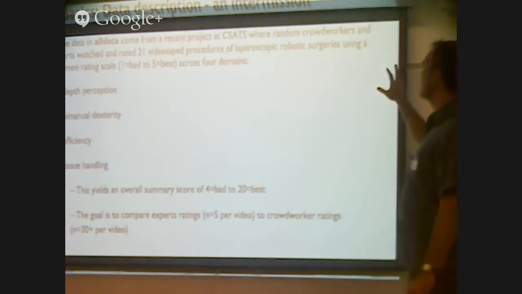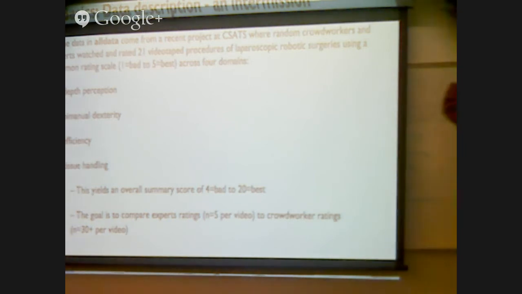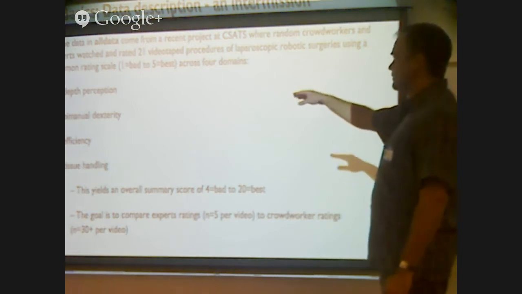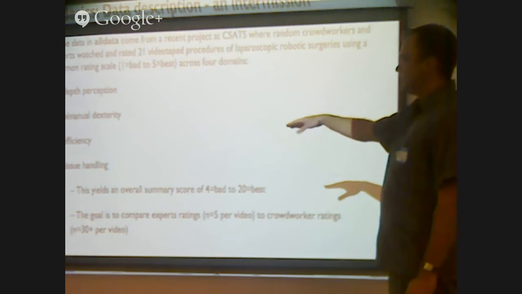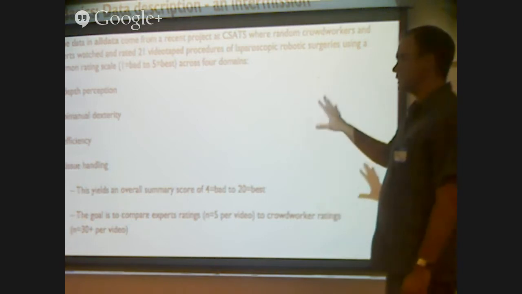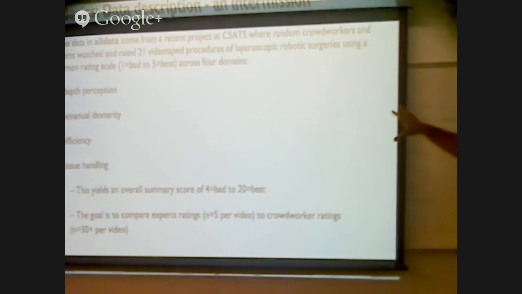Random crowd workers and experts watched and rated 21 videotaped procedures of laparoscopic robotic surgeries. They used a common rating scale across 4 domains: depth perception, manual dexterity, efficiency, and tissue handling. These are robotic surgeries, so they're unlike the Da Vinci robot cutting things open and doing gross stuff. This is what they would call a validated set of questions that have been developed and used over the years. It yields an overall score where 4 is bad. You don't want to get a 4; a 20 is the best you can get.